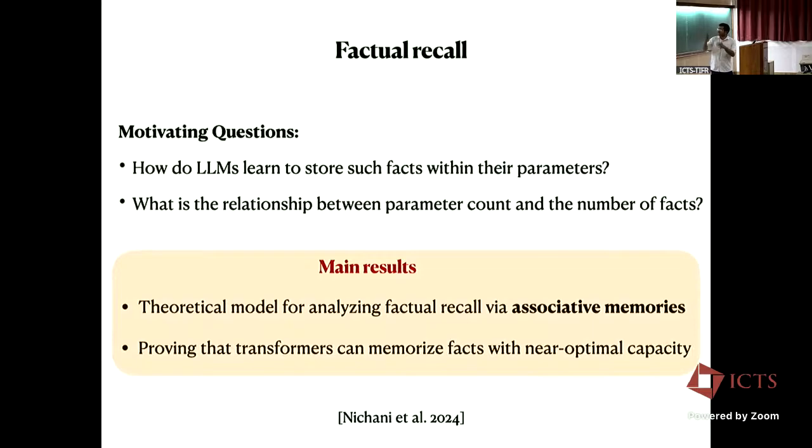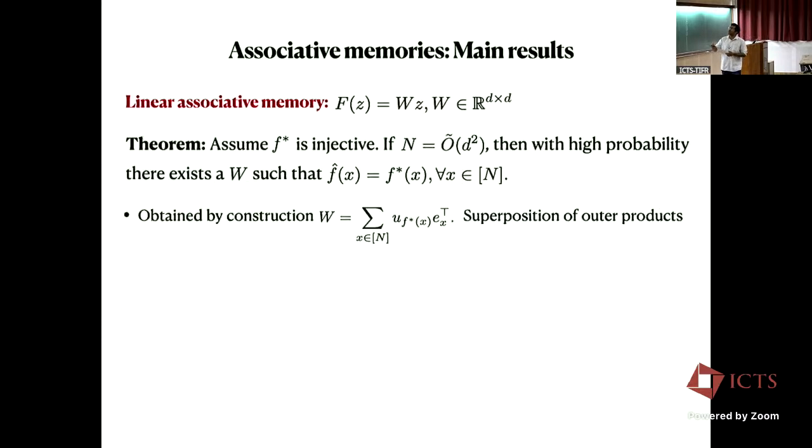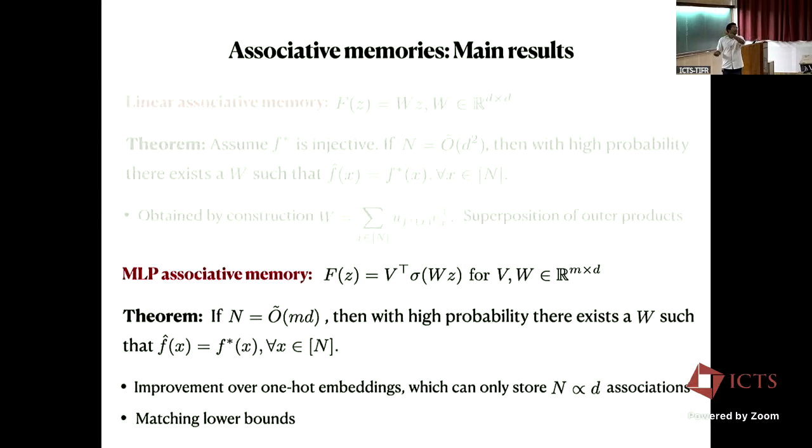And the main result they show is that transformers can almost memorize facts with near optimal capacity as a parameter. Basically, they can store as many facts as they have parameters. So that's the main takeaway. And they do gradient descent analysis. So the slides, everything is in the link I posted, so you can take a closer look later.